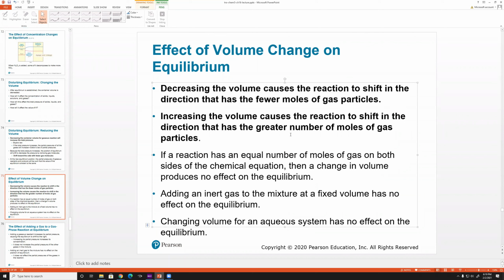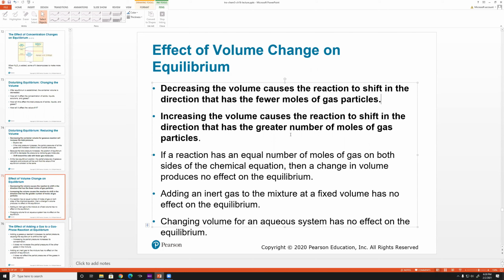If we do the opposite, increase the volume, this is going to decrease the pressure. If we decrease the pressure, in order to increase the pressure enough to get to that same pressure that equilibrium was restored at, or to restore equilibrium, the reaction will shift in the direction that has the larger number of gas moles. So think about it as an ideal gas situation. Decreasing the volume makes everything have a higher pressure. We want to relieve that pressure. So the reaction is going to go where you have fewer gas moles.